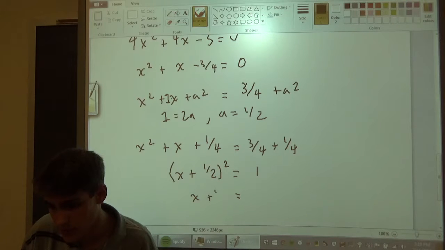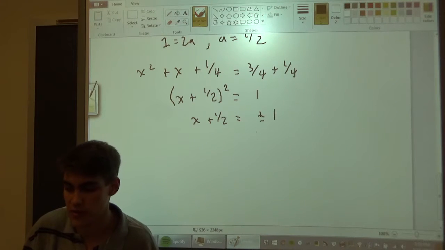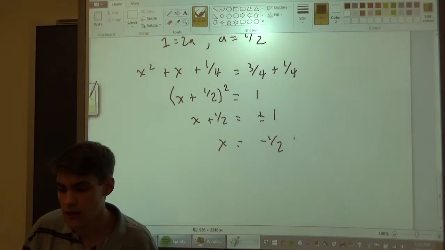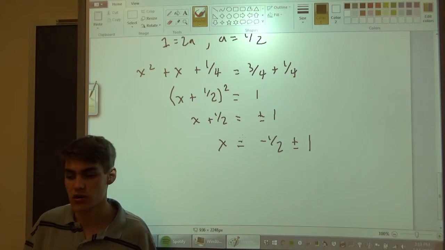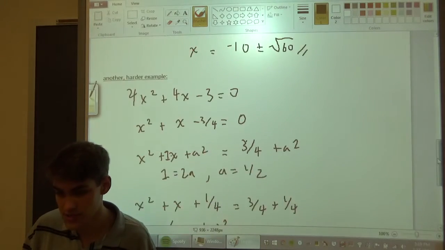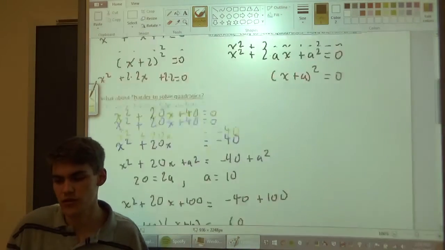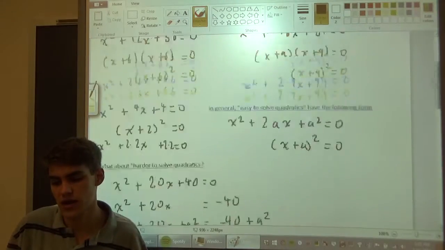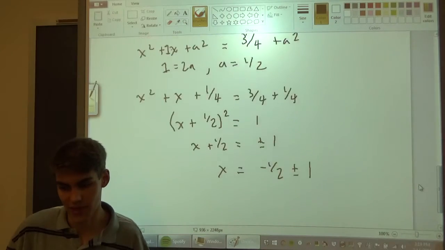Take the plus or minus square root of 1. Square root of 1 is 1, so we're just left with plus or minus 1. And then you get negative 1/2 plus or minus 1. And these would be the roots to this quadratic. So we've taken something that looks pretty difficult to solve, and we've used our knowledge of easy to solve quadratics to force it into an easy to solve quadratic and then solve from there.